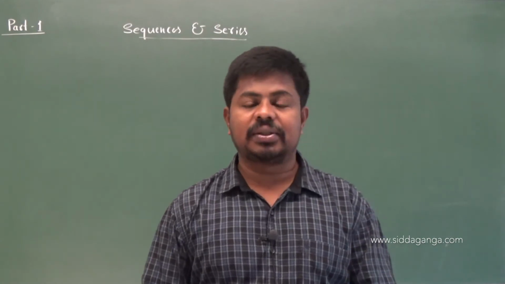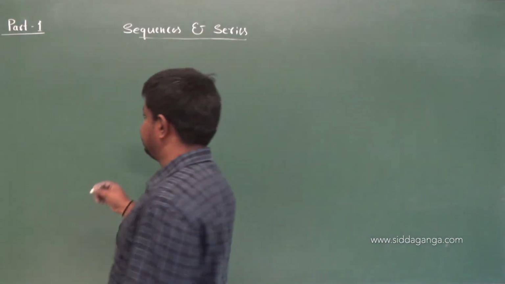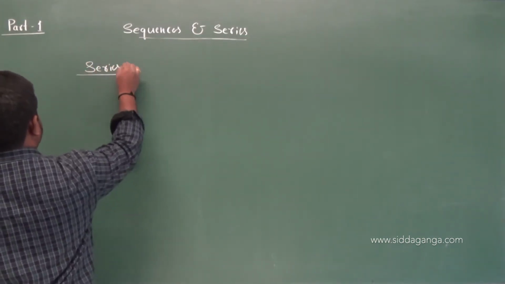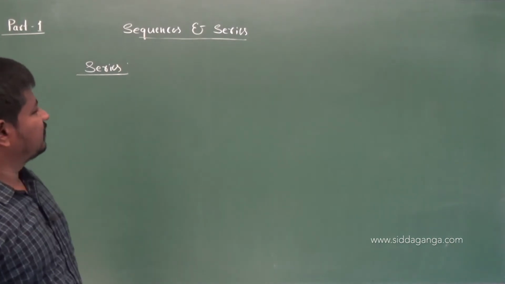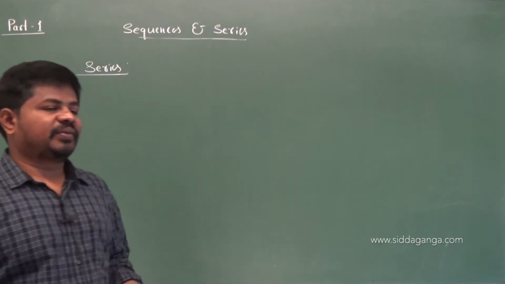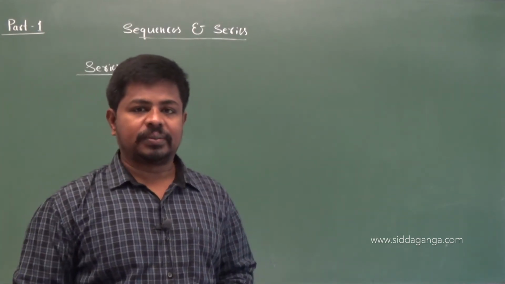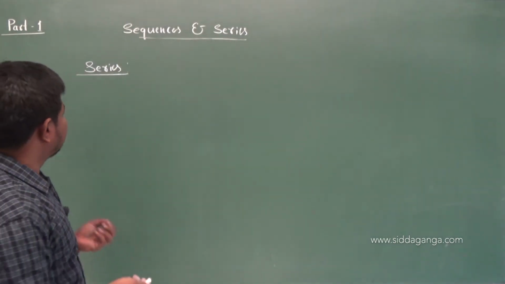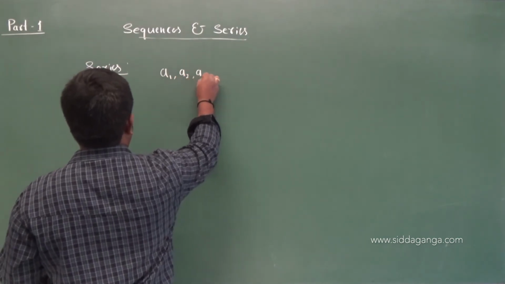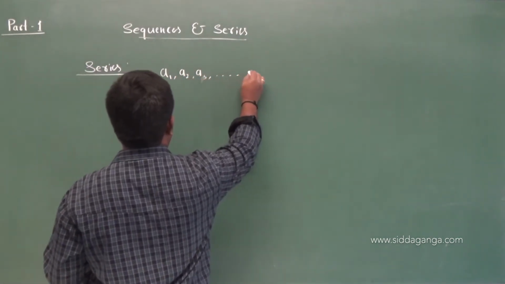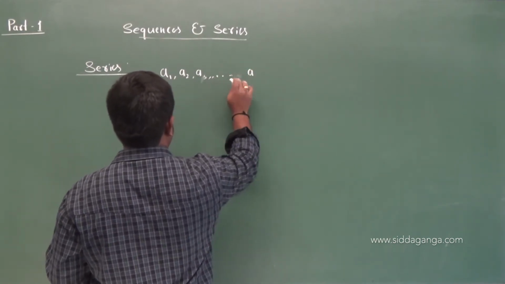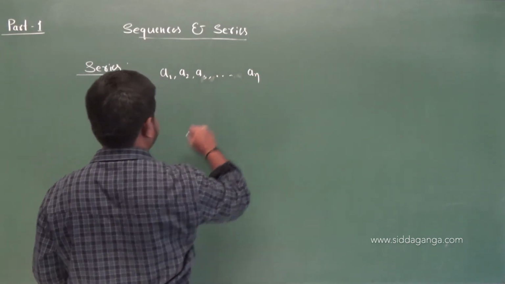Okay, so now let's look at what a series actually is. What do we mean by series? We have discussed sequence. A sequence is nothing but an arrangement of numbers according to some specific order, right? So, what is a series? Here we have a sequence, A1, A2, A3 and so on. If I write 3 dots, it implies it continues, and so on, up to An.